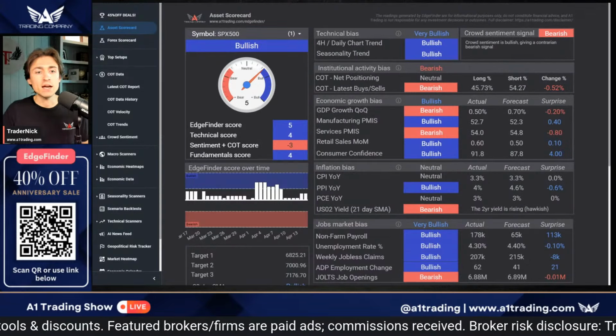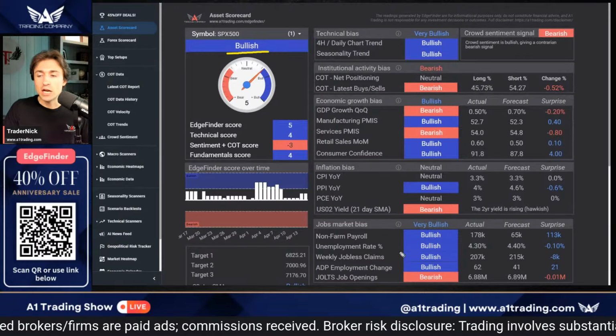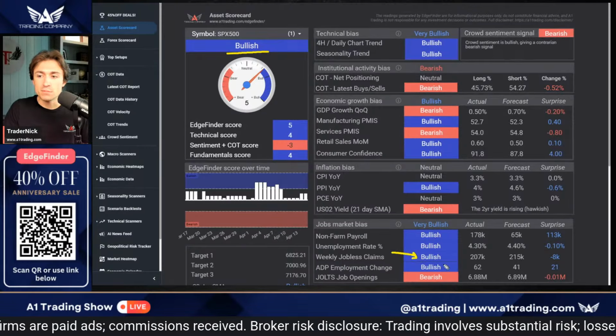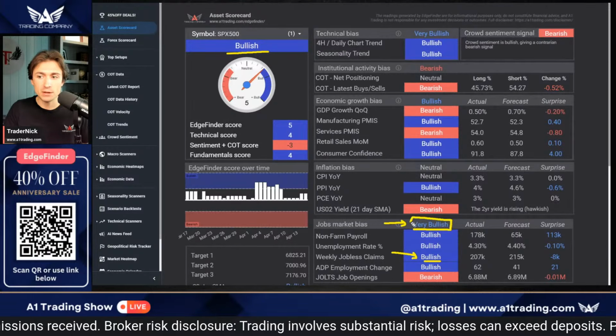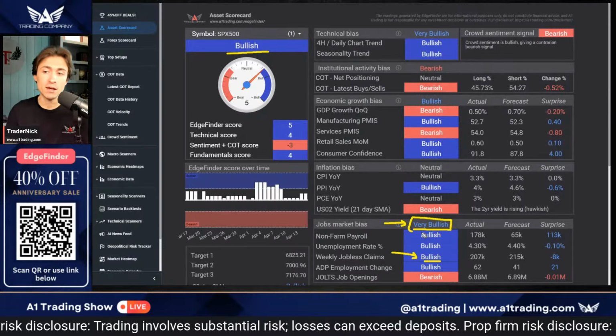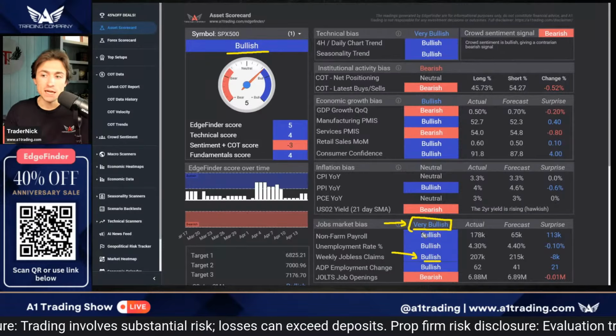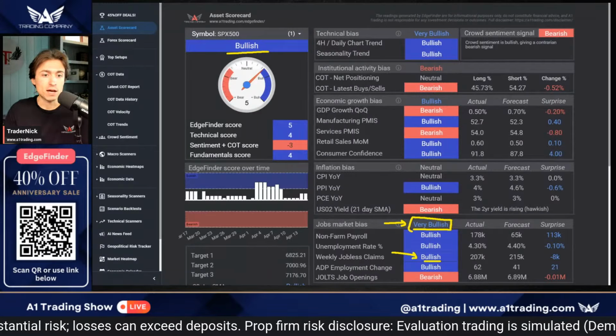But anyways, S&P 500 is getting a bullish reading here. So we had jobless claims this morning come in better than expected, and that flipped our jobs market bias here to very bullish. And I'm going to reiterate that the jobs data recently has actually been better than expected. And again, remember when I just said, leave your politics out of this for a second? I have seen so much.